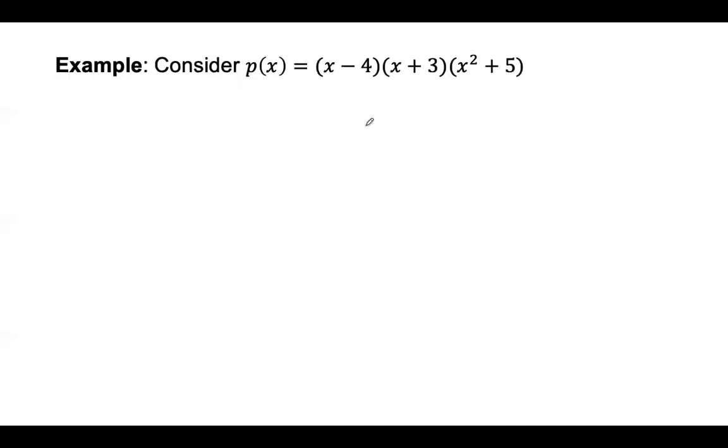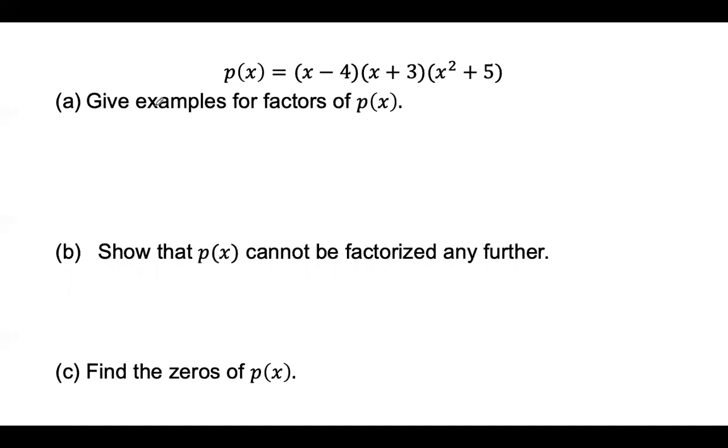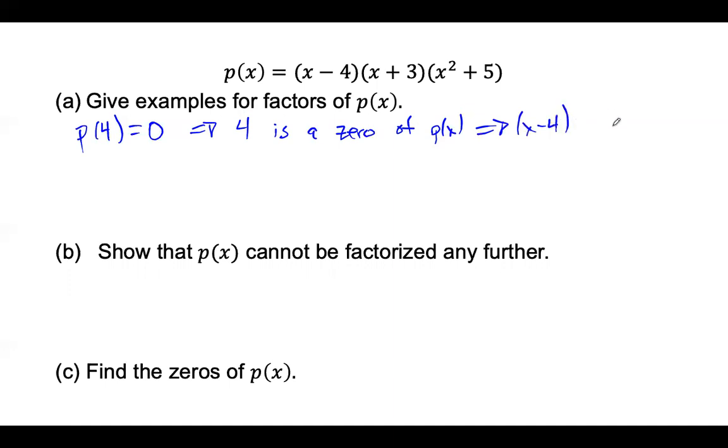So let's see an example. Suppose we have this polynomial, on the next slide. Let's analyze it a little bit. Give examples of factors of this polynomial. When x equals 4, 4 minus 4 is 0, so p(4) is equal to 0. We know this. So this implies, therefore, 4 is a zero of p(x), which implies that x minus 4 is a factor.